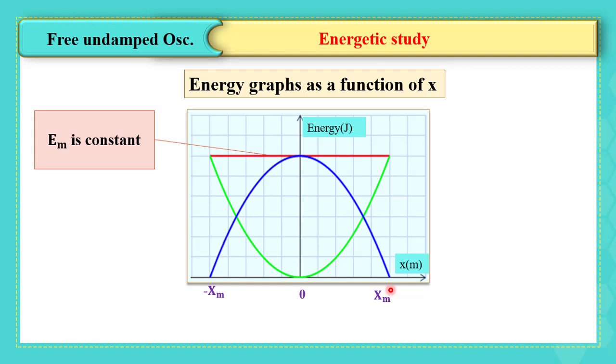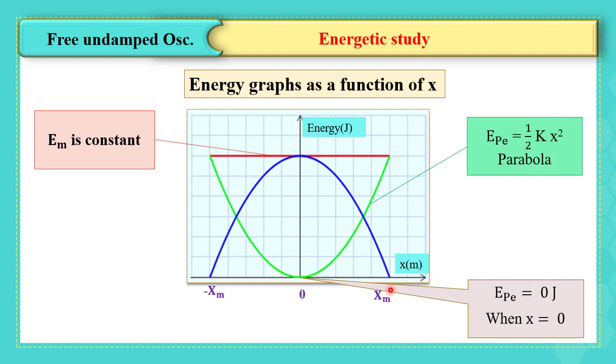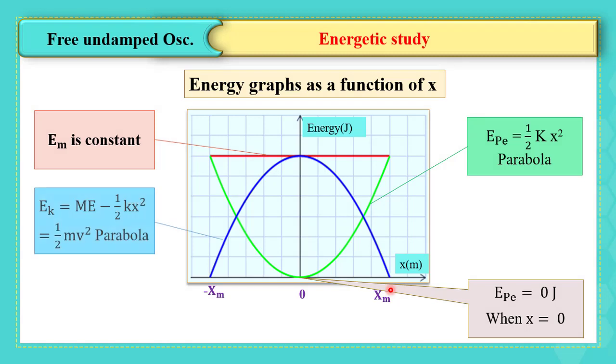Then it is the red curve, which is a horizontal straight line. The elastic potential energy is of the form half k x squared, so its graph should be a parabola. This energy is 0 when x equals 0, then it passes through the origin. The kinetic energy then is the mechanical energy minus the elastic potential energy. Then it is of the form of x squared and it is a parabola. We mentioned before that at the extreme positions, the kinetic energy is 0. Then it corresponds to the blue curve.